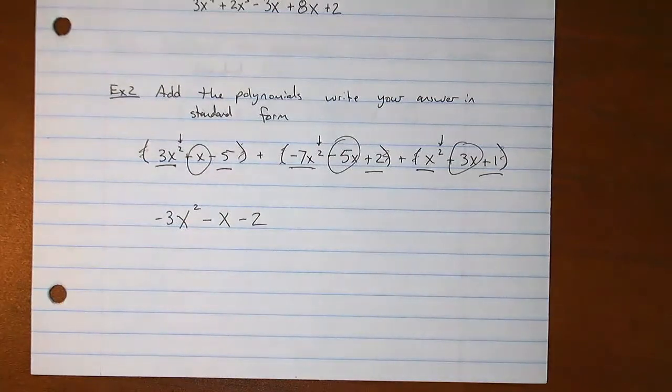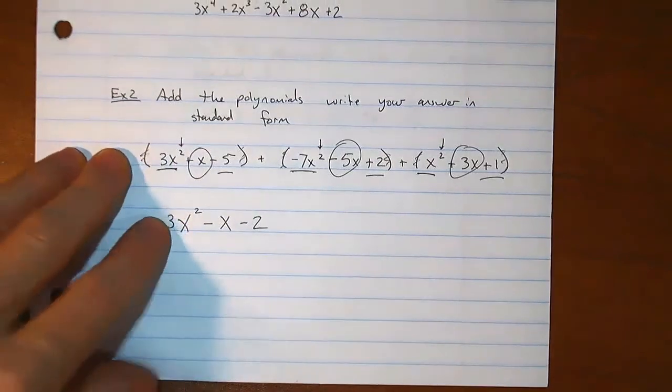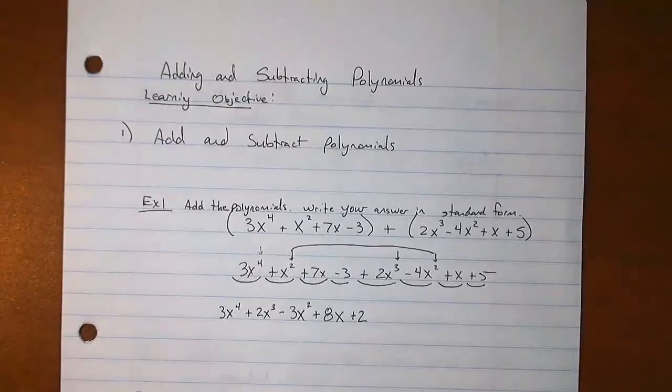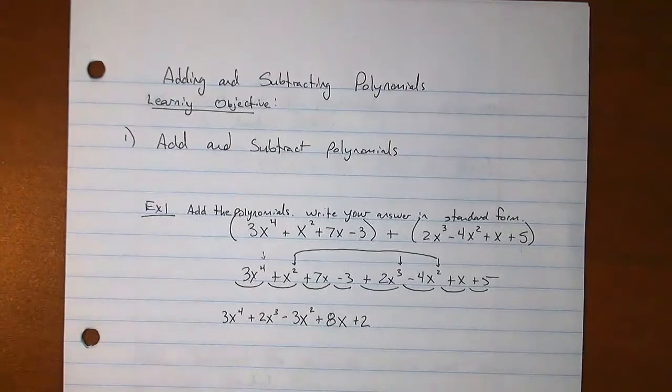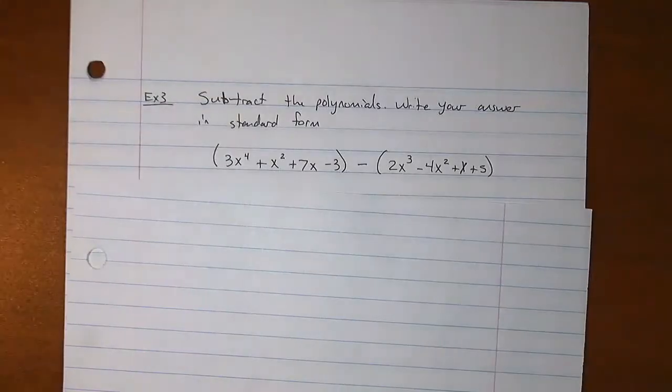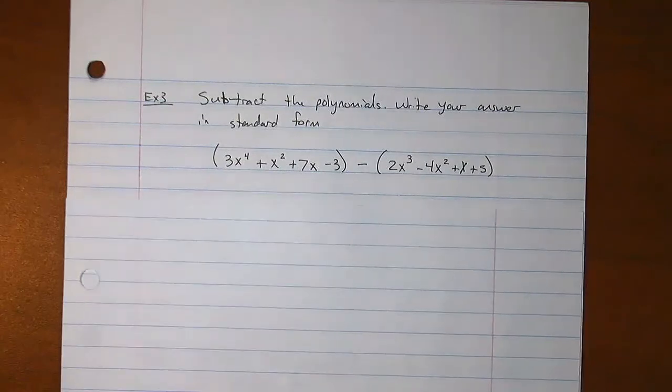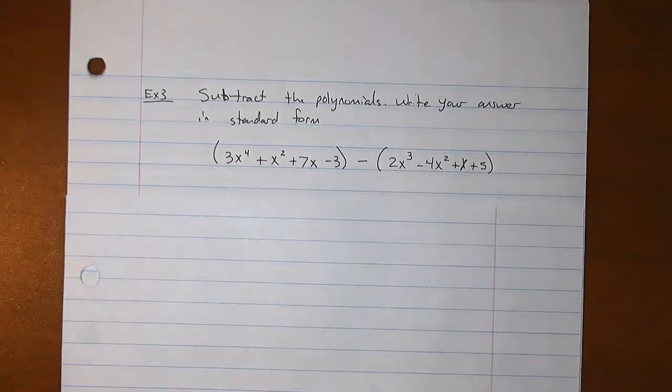Okay, so that's adding. Functionally, we're just ignoring the parentheses, and then we're moving on by combining like terms in order from left to right. Okay, subtracting. So I mentioned at the beginning of the video that subtracting is very similar to adding. It's fairly straightforward, but there's a little trick or a secret to it that I have found.